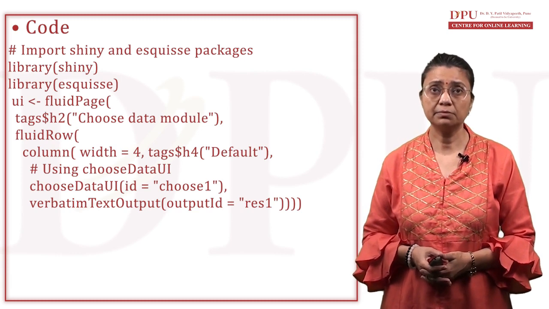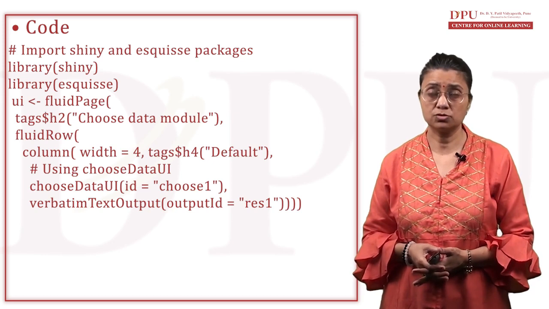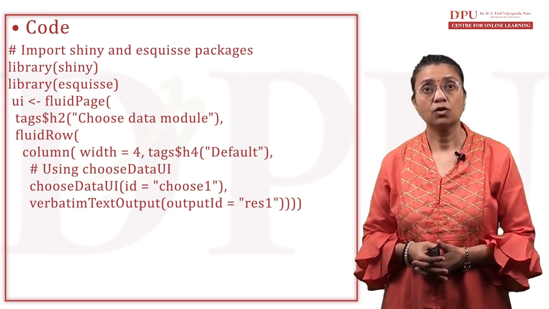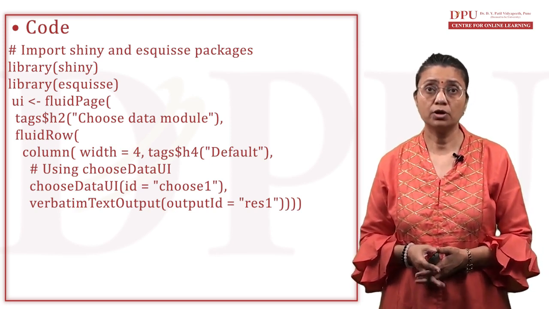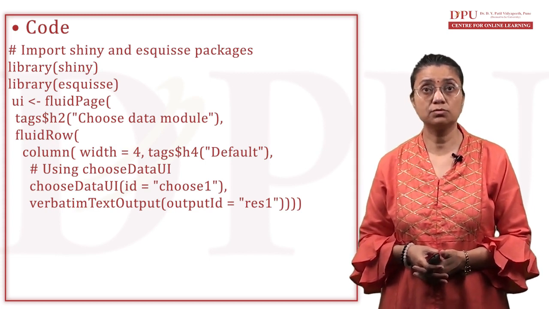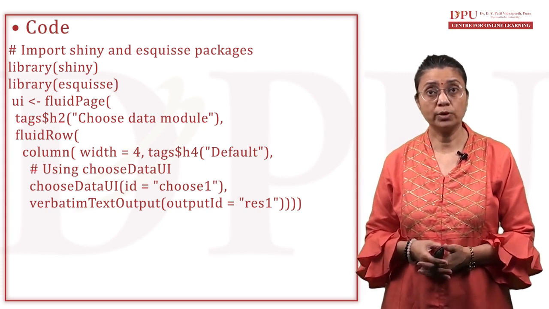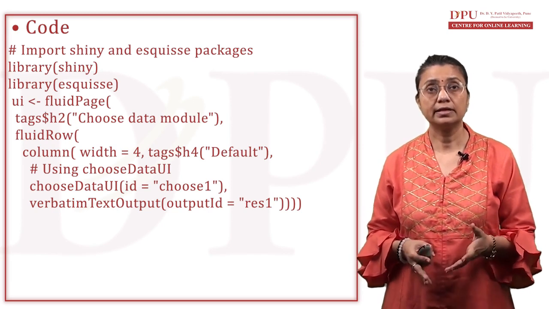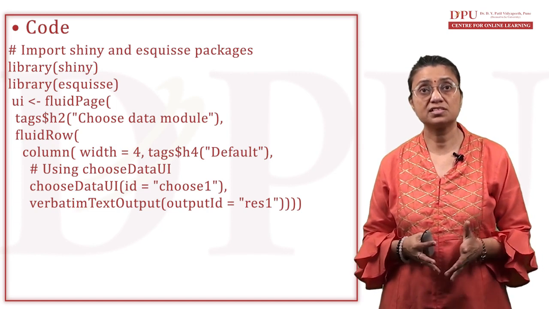Now I am creating a variable where I am calling a function fluidPage and I am passing tags$h2, choose the data module, comma, fluidRow, and I am using column width equals 4, tags$h4, default, using chooseDataUI. chooseDataUI has ID equals choose1. verbatimTextOutput has outputId equals res1, and the bracket closes. So you can understand here that I am calling two functions. The first one is fluidPage, and within fluidPage there is fluidRow.